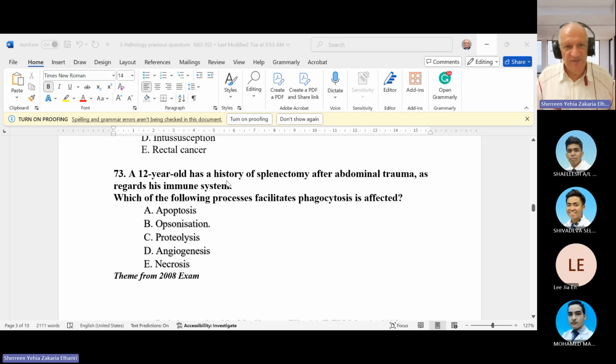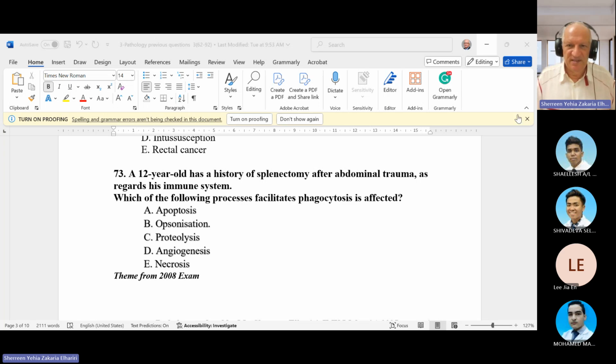Next question: a 12-year-old with a history of splenectomy after abdominal trauma. As regards his immune system, which of the following processes that facilitate phagocytosis is affected? It's important to know that the spleen secretes a substance called opsonin. This opsonin coats the capsulated bacteria for phagocytosis, and because it secretes opsonin, we call the process opsonization. So it is some sort of phagocytosis.